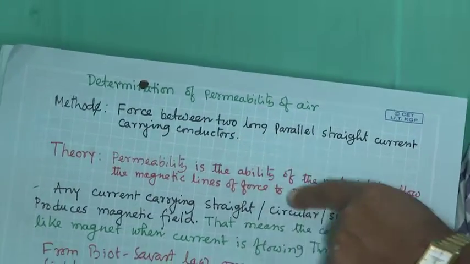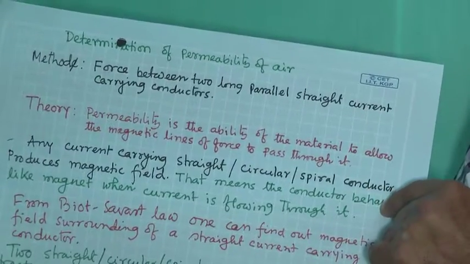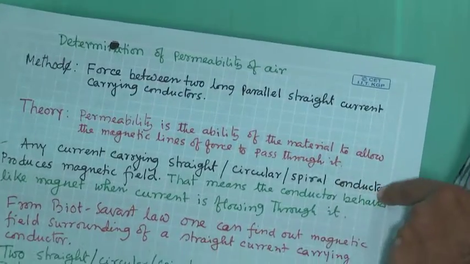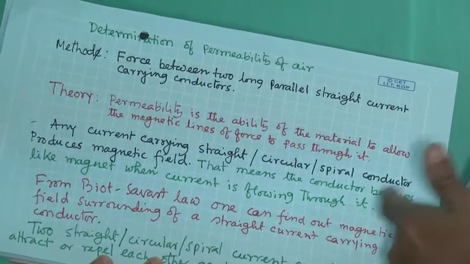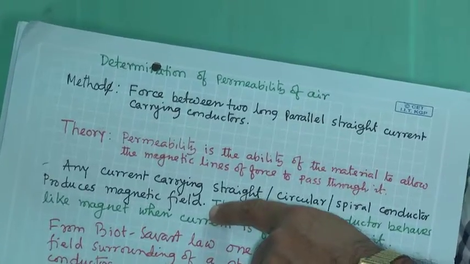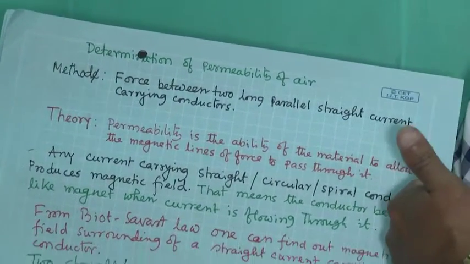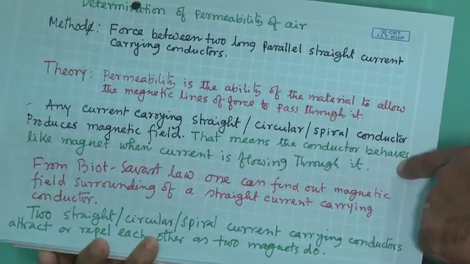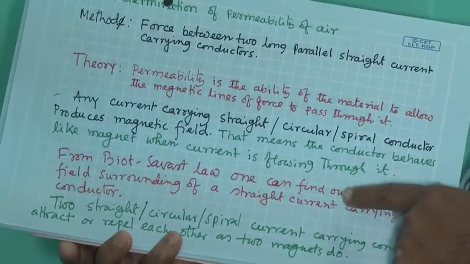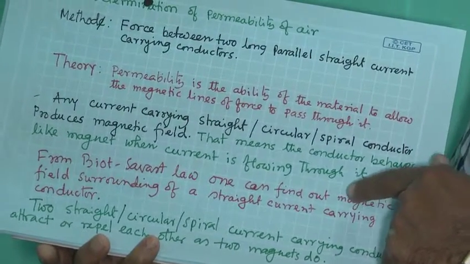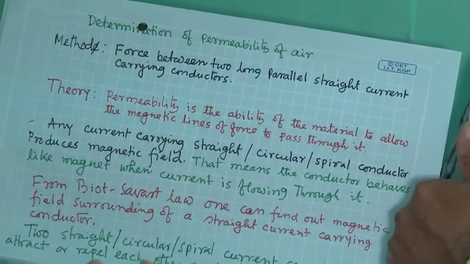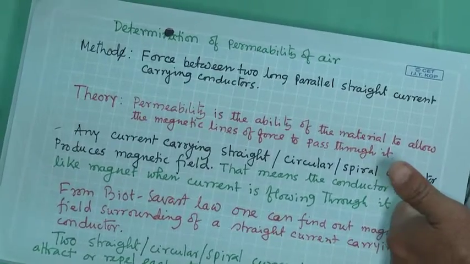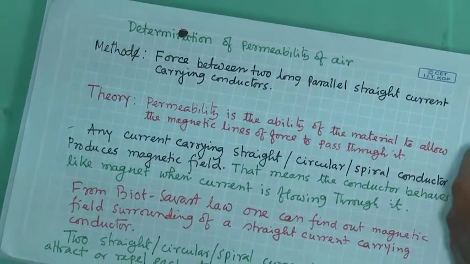conductors. Okay. So, any current carrying conductor, whether it is straight, circular or spiral, produces a magnetic field. If you pass current through a conductor, it will produce a magnetic field, right. That means the conductor behaves like a magnet when current is flowing through it.